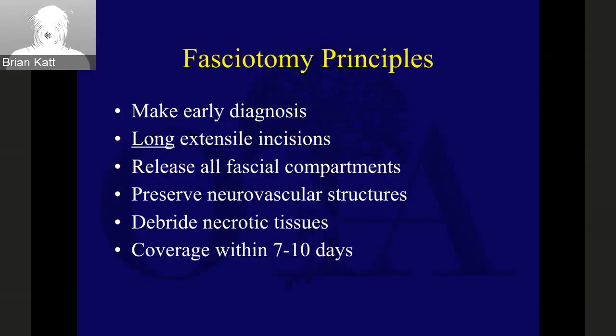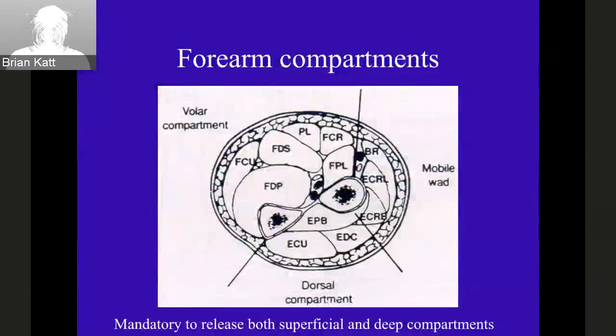So the principles: make the early diagnosis, long extensile incisions, and I think this is really important. When you see the fasciotomy and it's like 4 centimeters, I don't think that's enough. I think you can still have pressure throughout the compartment, so you want to do a nice long incision, release all the fascial compartments, neurovascular structures obviously preserved, necrotic tissue needs to go, and then the coverage in a timely fashion to prevent infection, coverage within 7 to 10 days.